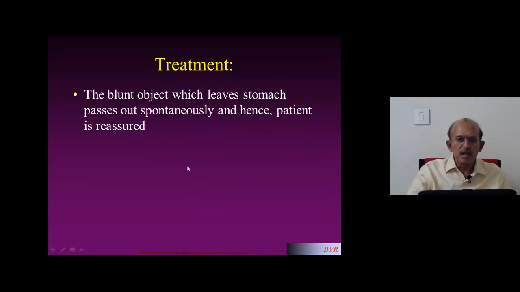The blunt object which leaves the stomach passes out spontaneously, and hence the patient is reassured. So the treatment is conservative for blunt objects. For example, a patient has swallowed a 50 paisa coin. It has passed through the cricopharyngeal junction easily. It is there in the stomach. So the parents are very much worried. The child has swallowed that, so please remove that.